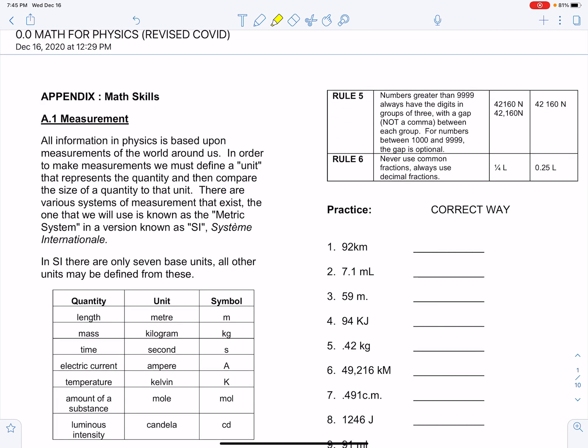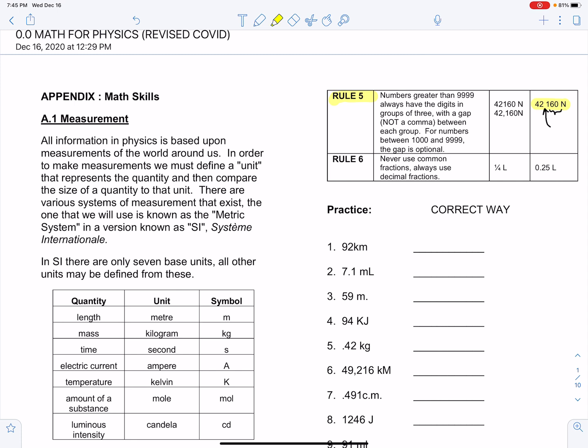Rule number 5. Numbers greater than 9,999 always have the digits in groups of 3, with a gap, not a comma, between each group. For numbers between 1,000 and 9,999, the gap is optional. So look at this number here, 42 160 newtons. We add a space here, not a comma, and the space comes after this group of 3.